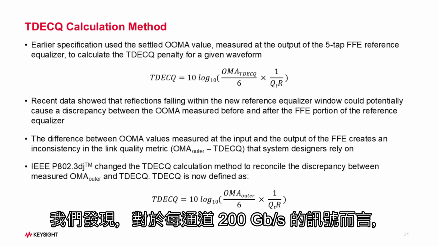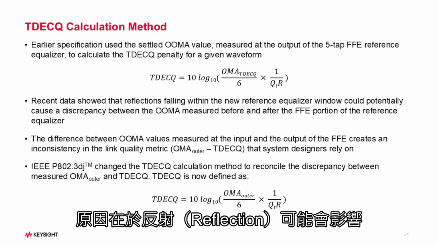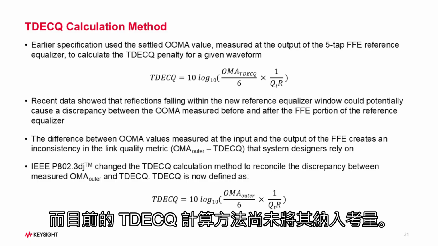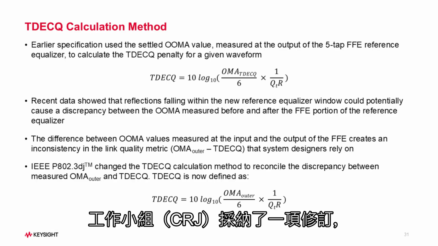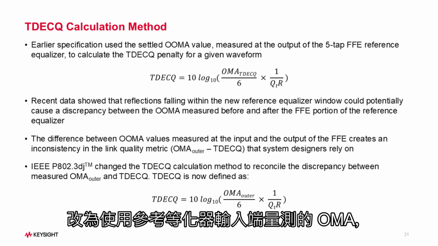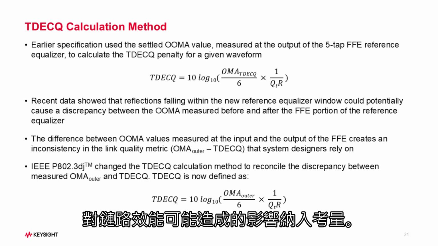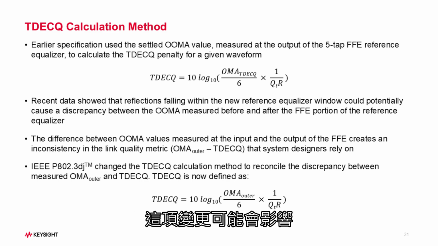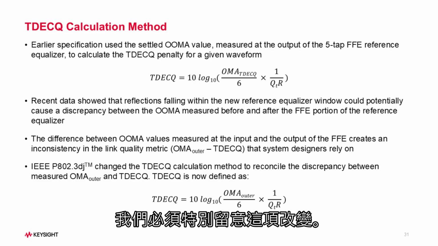What we've seen is that for 200 gig per lane signals, that is not necessarily true, and that's because of reflections that might be impacting link performance and not currently captured in the TDECQ calculation method. This is why the IEEE 802.3 DJ CRJ adopted a change to use OMA measured at the input of the reference equalizer to account for the reflections that could potentially impact the link performance. This change will potentially impact the measured TDECQ value, and it's something that we need to be aware of when we try to validate a 200 gig per lane optical interface.